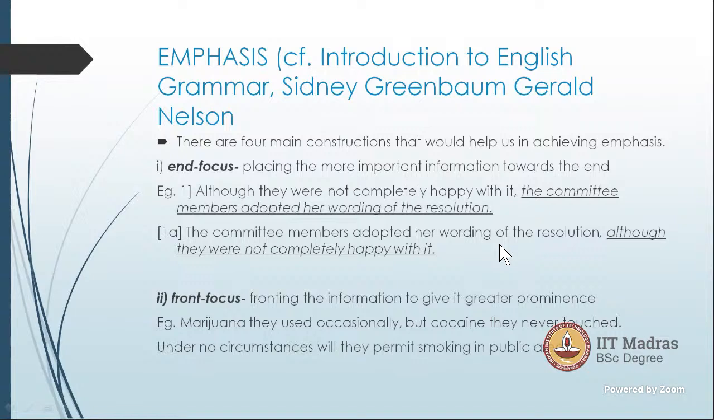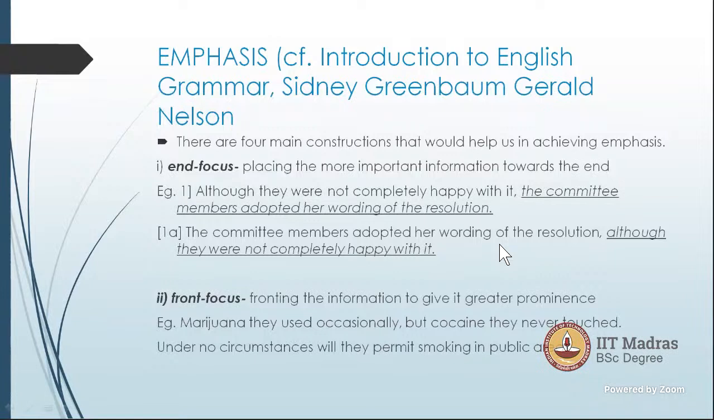Whereas in the second sentence, the committee members adopted her wording of the resolution, although they were not completely happy with it. Now, what is happening in this sentence? The emphasis intended is on how they felt. It's on their feeling rather than on the decision itself. So similarly, when you're writing, based on what you want to emphasize, whether it's a feeling or a decision or whatever it is, whatever you want to emphasize can be placed towards the end part of the sentence in order to give it more emphasis.